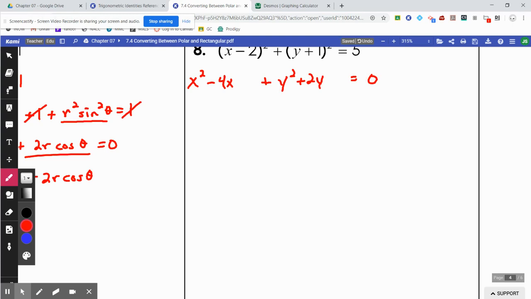Let's replace all the x's with r cosine theta. So I have r squared cosine squared theta minus 4 r cosine theta.